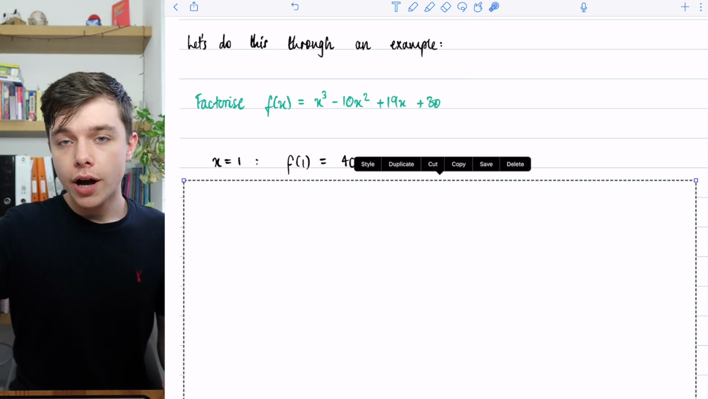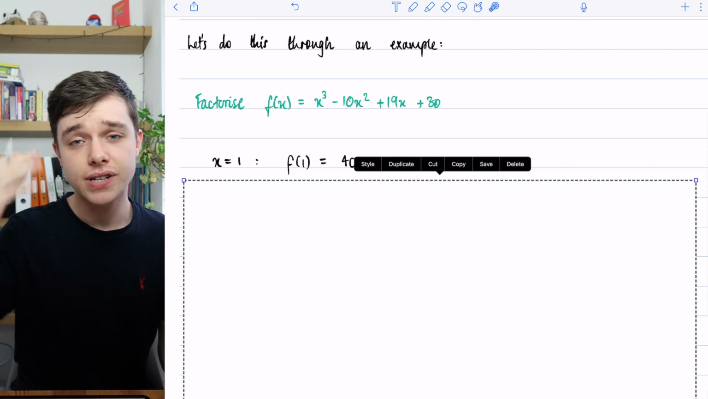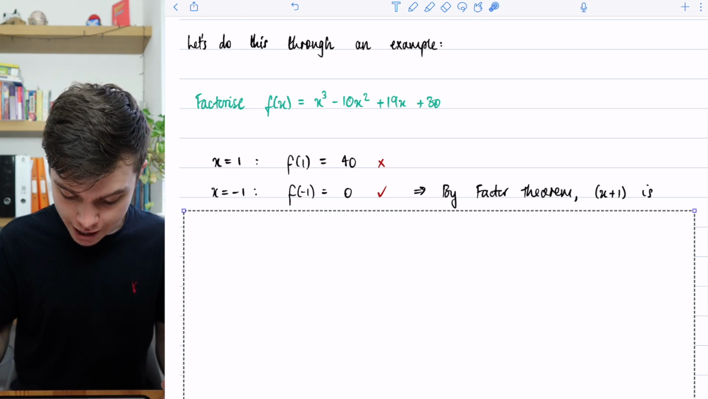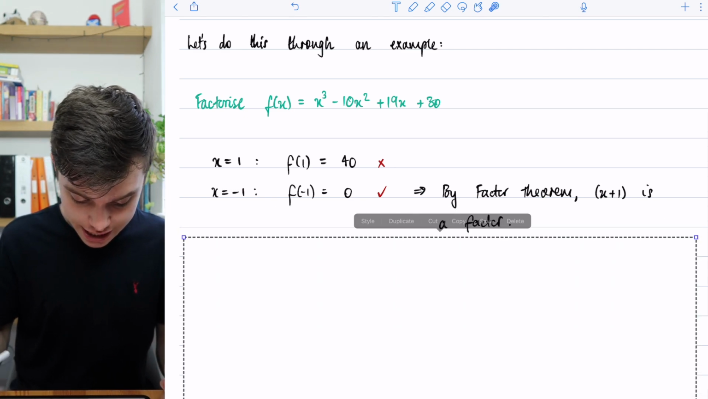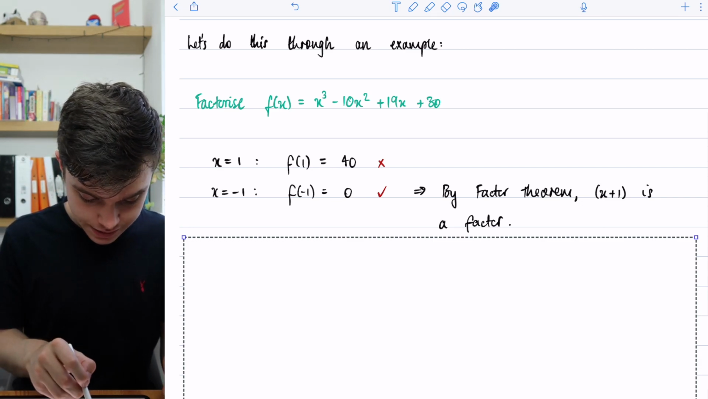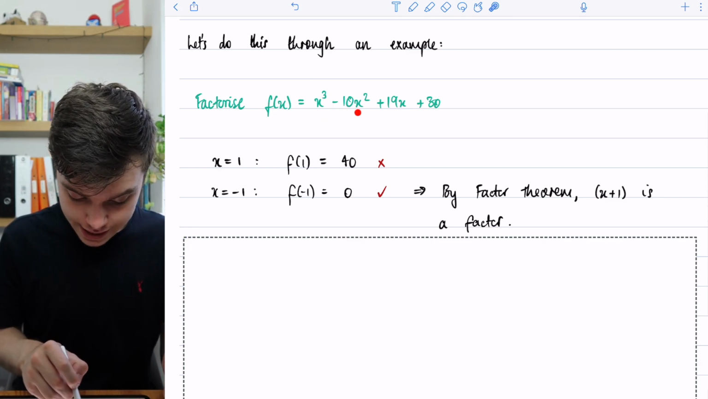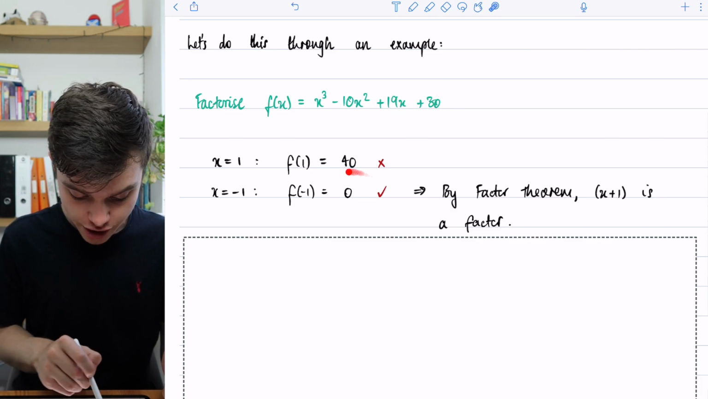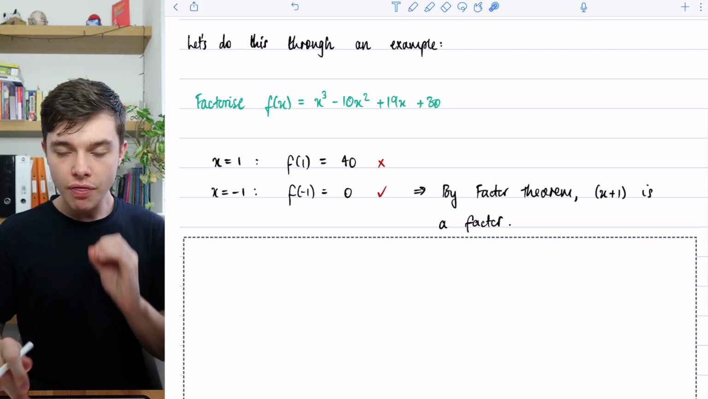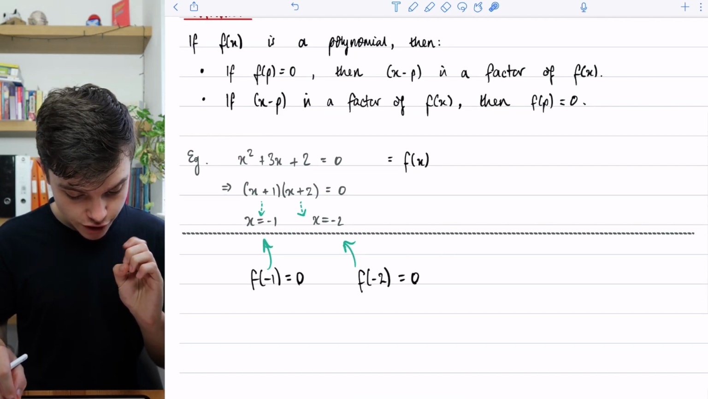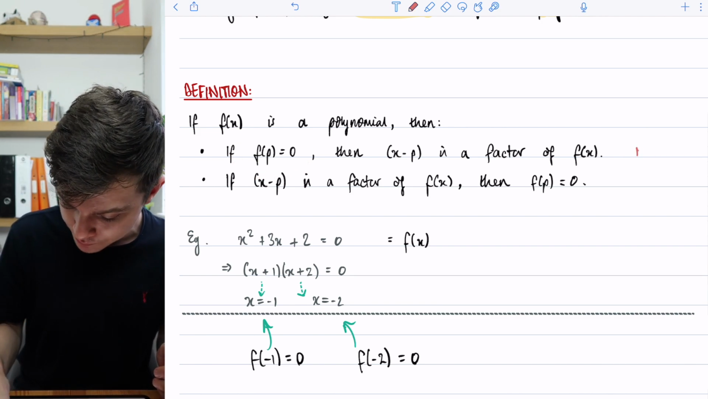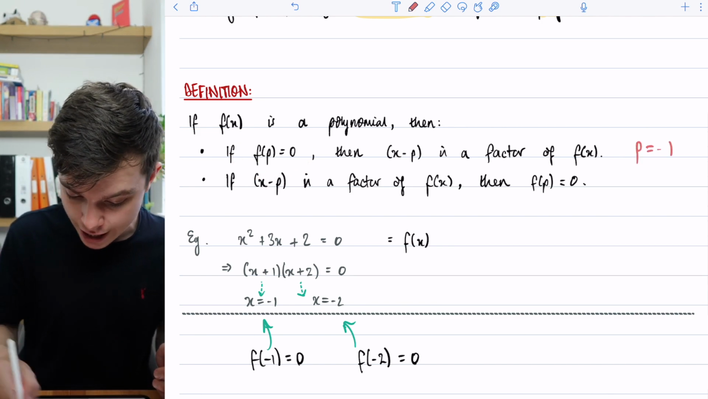So we could go up and try 2, and if you do that, you will see that that is also not equal to 0. But if you go down to minus 1, you can see that we do get f of minus 1 is equal to 0. Because we get minus 1, minus 10, minus 19 plus 30, put it in a calculator, f of minus 1 is 0. And so what that tells me, going back to the first bullet point here, is we've got p to be minus 1 here. This is our example. p is minus 1.